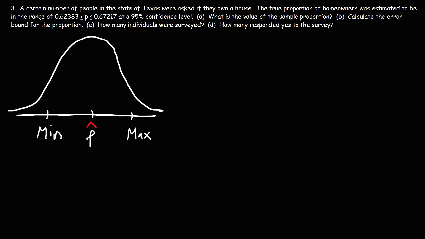But the sample proportion will be the average of the minimum and the maximum, because that's how the confidence interval is calculated. So to calculate the sample proportion in this example, we simply need to take the sum of the minimum and the maximum and divide by 2. We just got to take the average of those two numbers, which is the same as finding the midpoint.